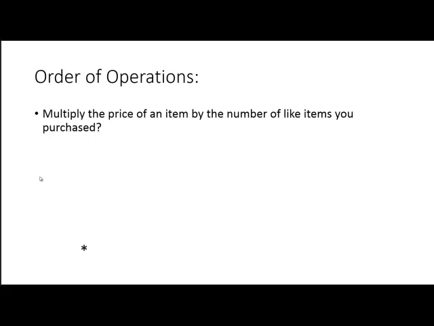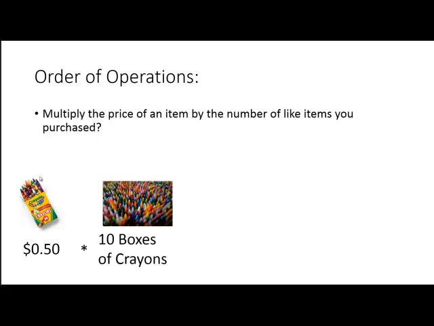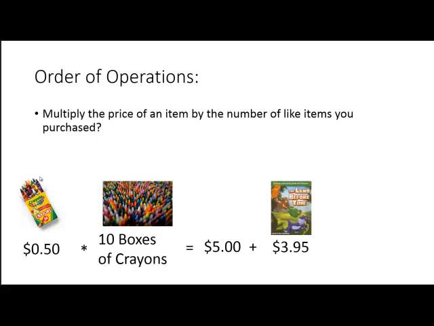Or are we going to look at it by multiplying the price of an item by the number of like items we purchase and then adding in the cost of the other items? So in that case, we would have a box of crayons is 50 cents. If we need 10 boxes of crayons, we're spending $5. Then we'll add in that cost of the Land Before Time coloring book for $3.95, and we'll end up with $8.95. That's kind of a huge difference.